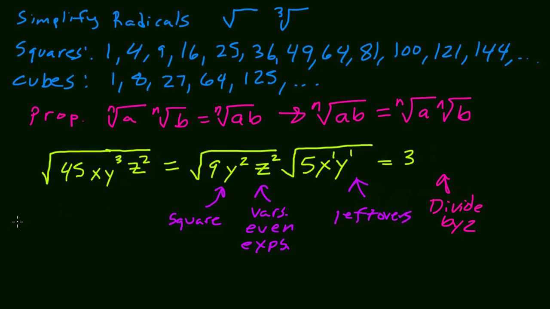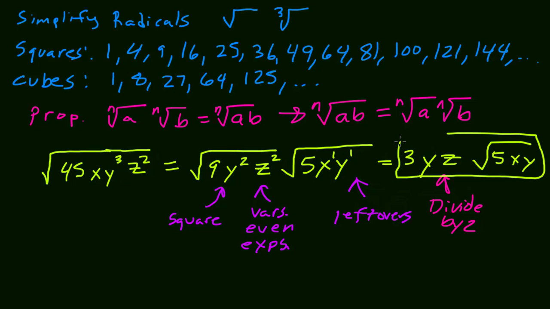So when I divide by 2, y squared is going to give me a y, and z squared, divide the exponent by 2, I got a z, and this part is going to remain the same. So I'm just going to have square root of 5xy. So our answer would be 3yz square root of 5xy.